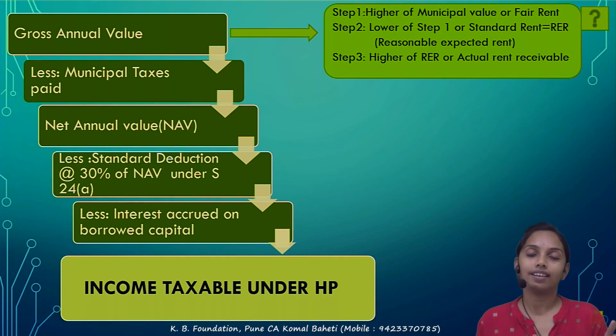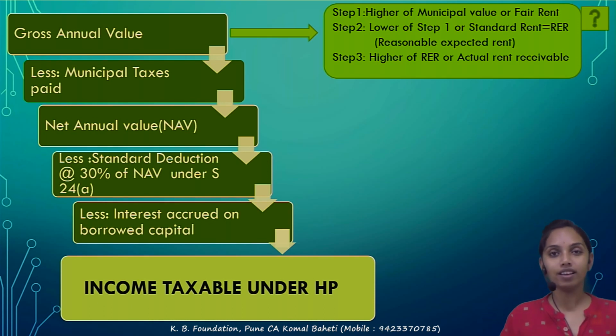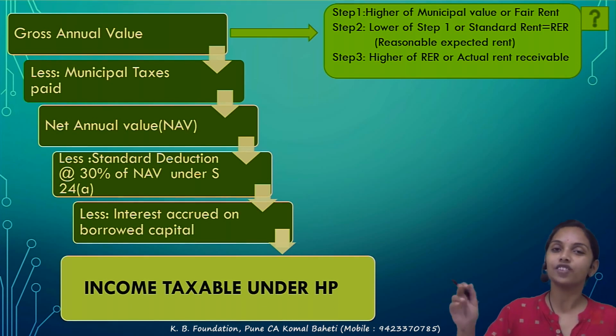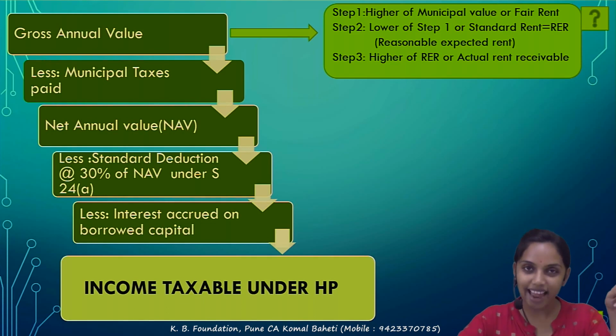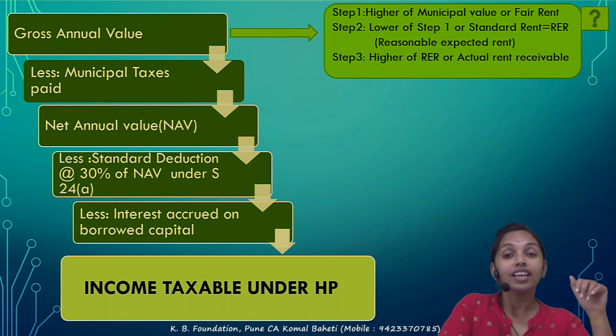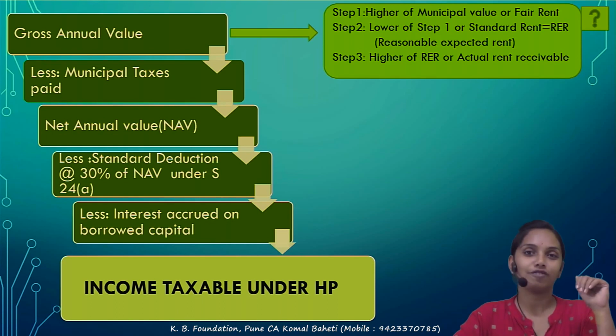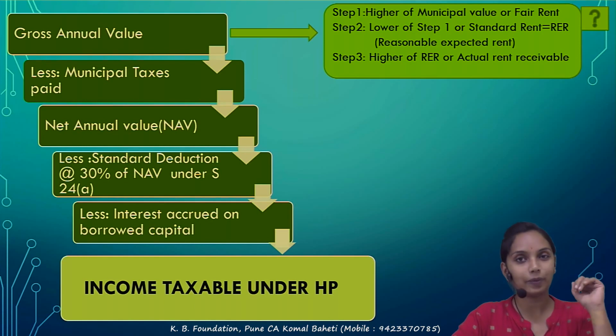Now in the calculation of the GAV, what are the 3 steps involved? What is the first step? The step 1, the fair rent is to be compared with the municipal value, whichever is higher. The answer of the step 1 is to be compared with the standard rent, whichever is lower. That is called reasonable expected rent, and that is to be compared with the actual rent received or receivable, whichever is higher. We saw when municipal value, fair rent and standard rent are to be taken for part of the year. When do we take it for part of the year? Correct. If you are the owner for part of the year or the building is for part of the year; otherwise that figure is always to be taken annually.